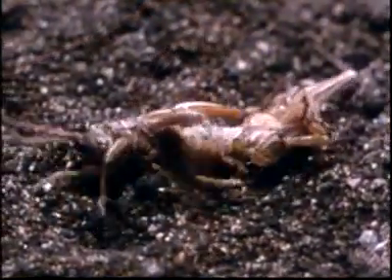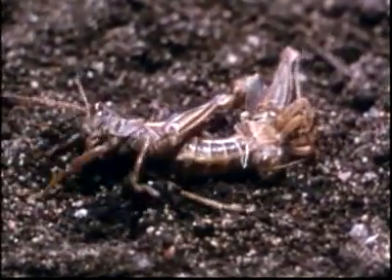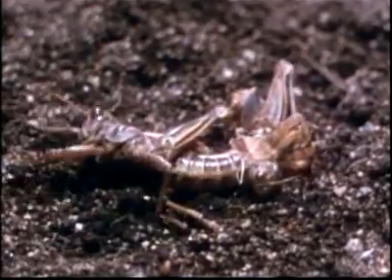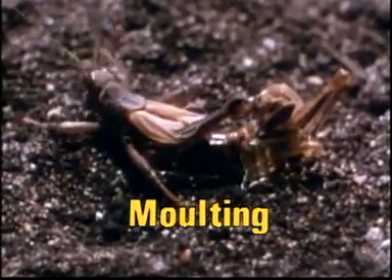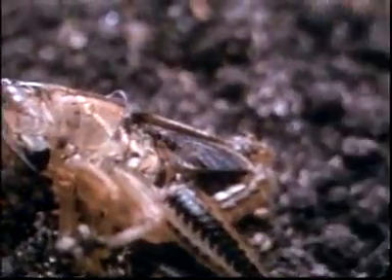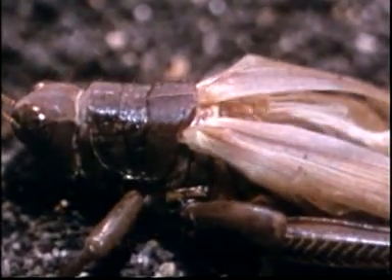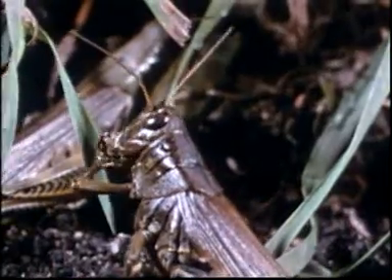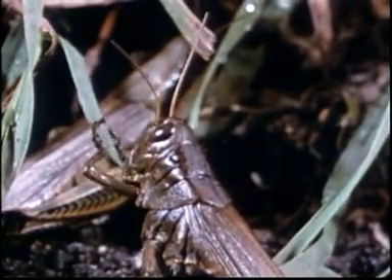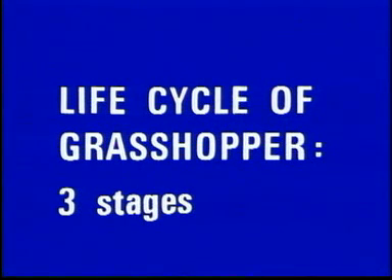As the nymph grows, it leaves behind its old skin. This is called molting. The nymph molts 4 to 5 times before it becomes an adult. The wings are fully developed after the final molting. The grasshopper has 3 stages in its life cycle. Let's take a look at another animal with 3 stages in its life cycle.